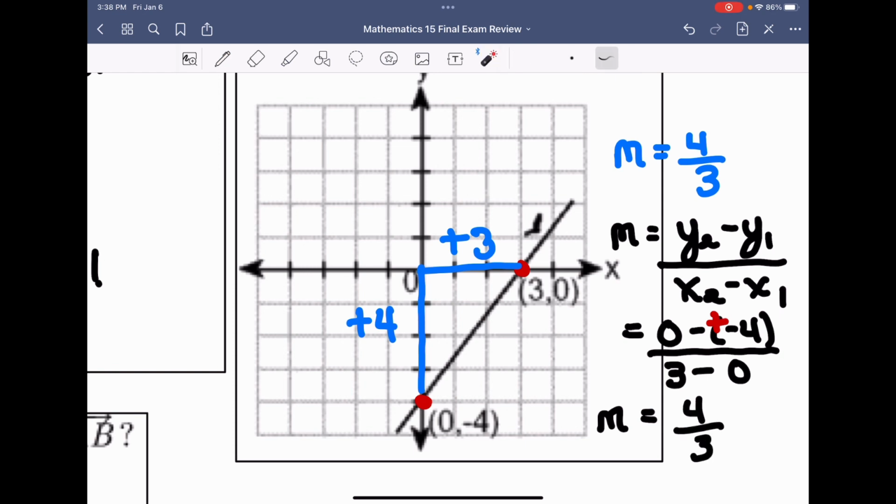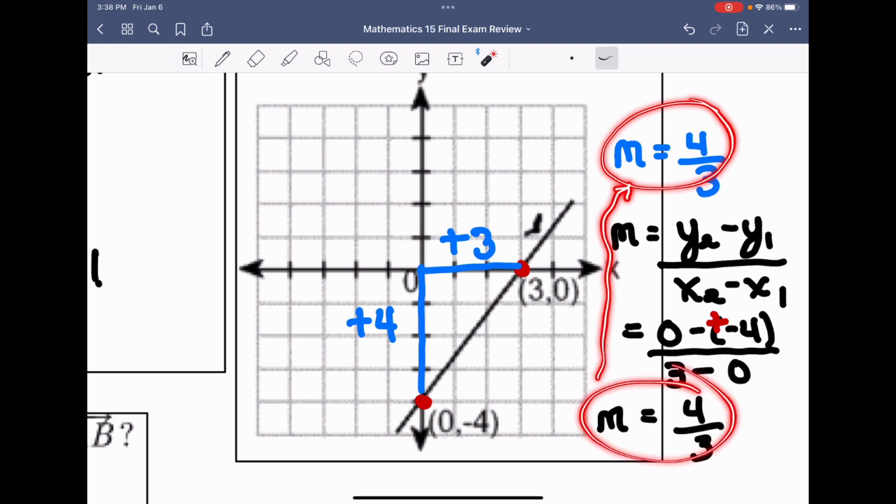And therefore, do we see how these 2 slopes are actually equal to each other? I could solve it using our slope formula, or I can just do simply rise over run. How much does it change vertically? How much does it change horizontally?